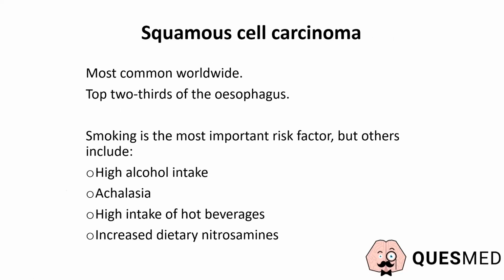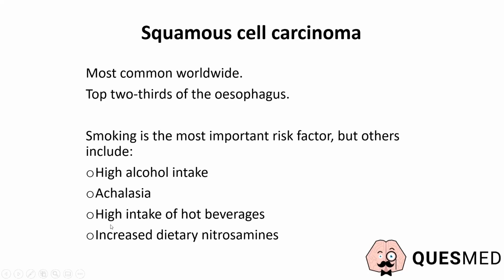So squamous cell carcinoma of the esophagus is the most common esophageal cancer worldwide, and it tends to affect the top 2/3 of the esophagus. Smoking and high alcohol intake are your really important risk factors, but others would include achalasia, increased intake of hot beverages, and increased dietary nitrosamines. So nitrosamines are found in processed foods. So for example, processed red meats, alcoholic beverages, and things like cigarette smoke as well.